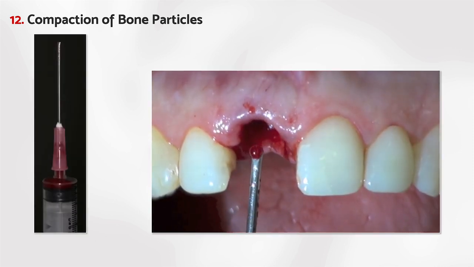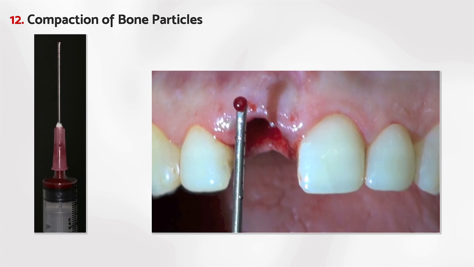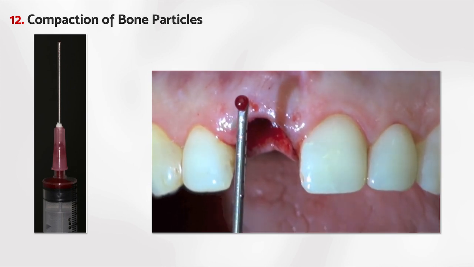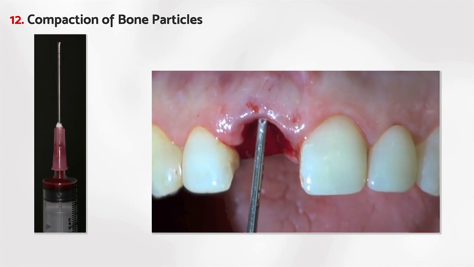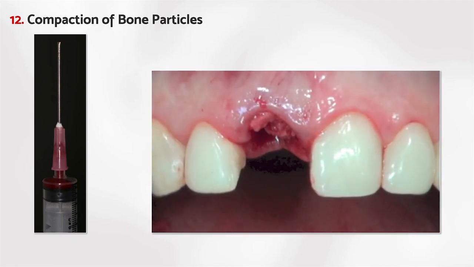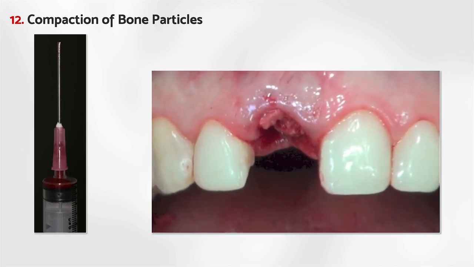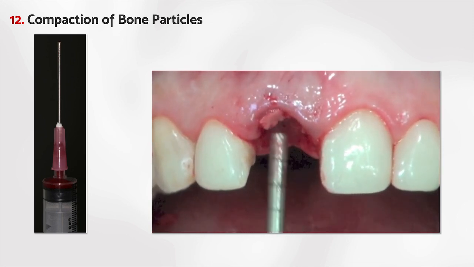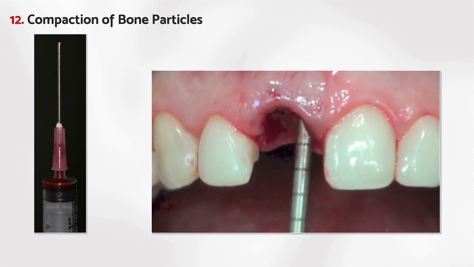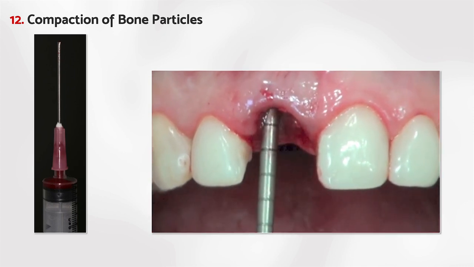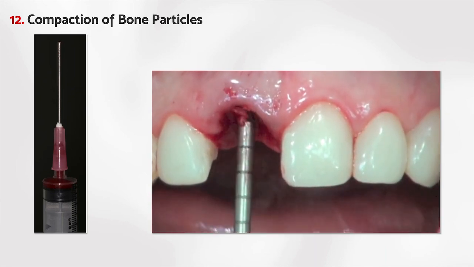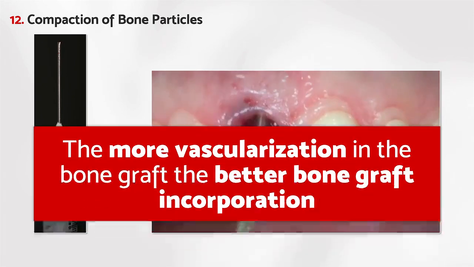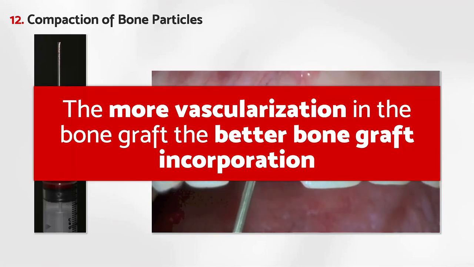During bone packing, we can add blood in every single step using a syringe, as you can see here. And we carry on packing bone using a bone compactor, and we cannot leave any empty space in between. This is why this task should be done as carefully as possible. So the more vascularization in the bone graft, the better the bone graft incorporation.